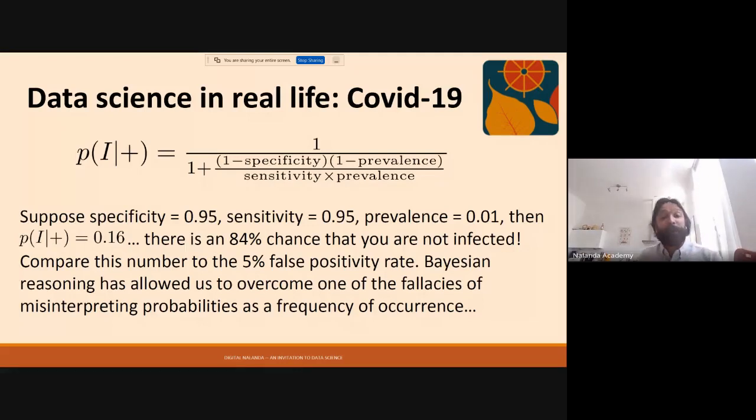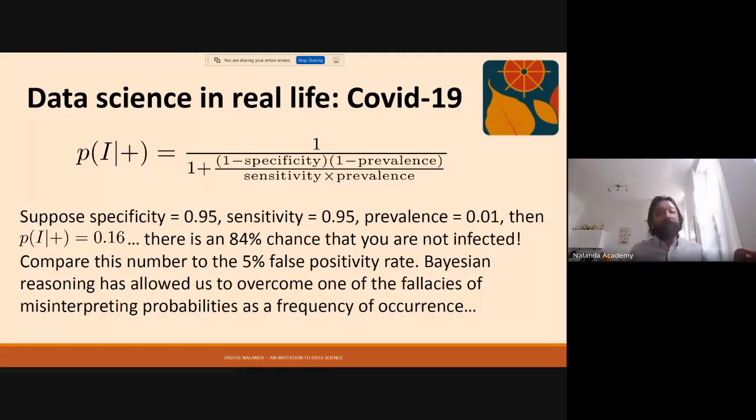So if you're in a lab, somebody tests positive, and you know that there's 1% prevalence of COVID-19 out there, then there's an 84% chance that this person is not really infected. So that's pretty interesting, right?